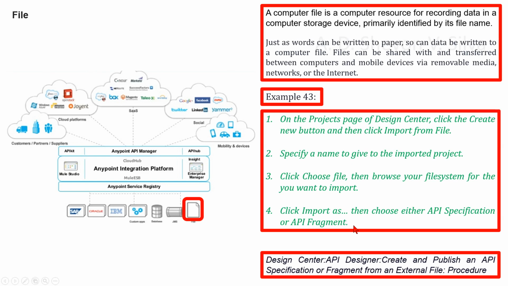Click Import as, then choose either API specification or API fragment. API Designer opens the API specification or fragment in the new project using a text editor. API Designer uses the existing file name, or for each file of the project you can change these names as necessary.